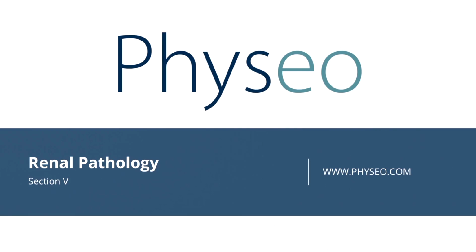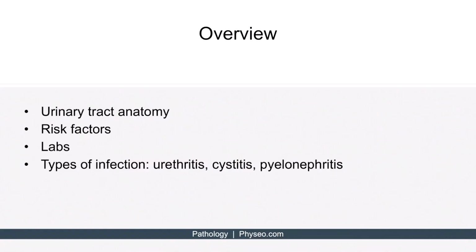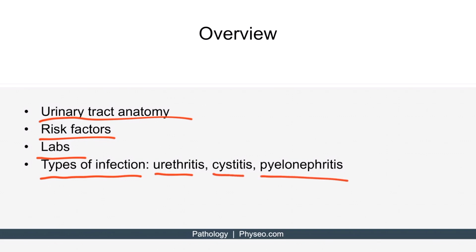Let's get started. In this lecture, we're going to cover urinary tract anatomy, and we'll also talk about the major risk factors and the relevant labs associated with UTIs. Lastly, we'll review the types of infections of the urinary tract, including urethritis, cystitis, and pyelonephritis. We will refer to these infections broadly as urinary tract infections, and we will refer to specific locations of infections by their anatomical name. In other words, all of these are UTIs, but we'll discuss each type individually.